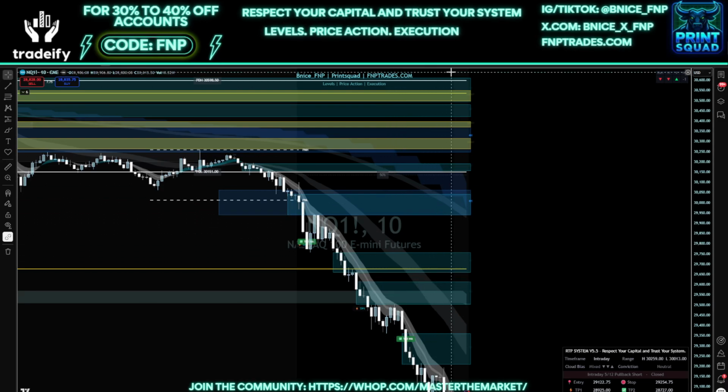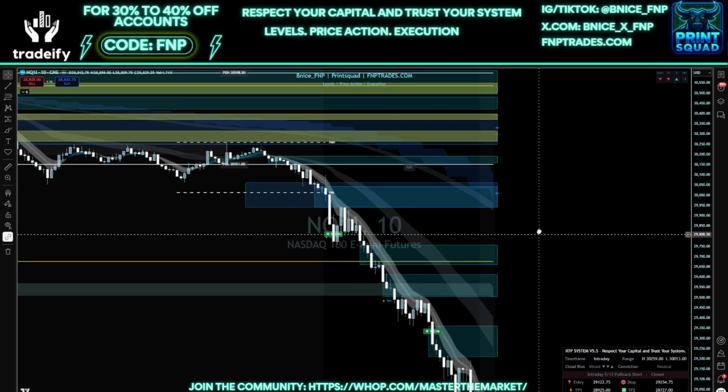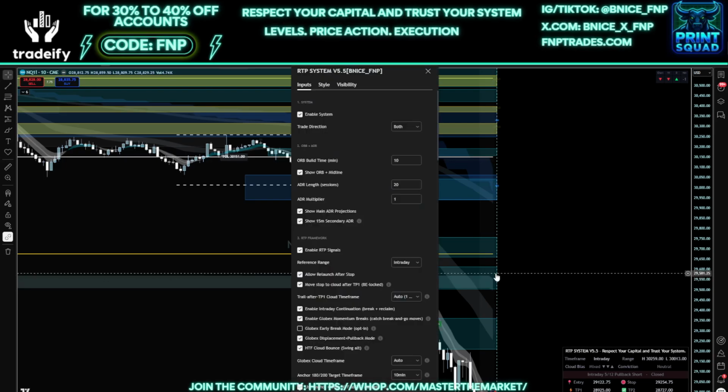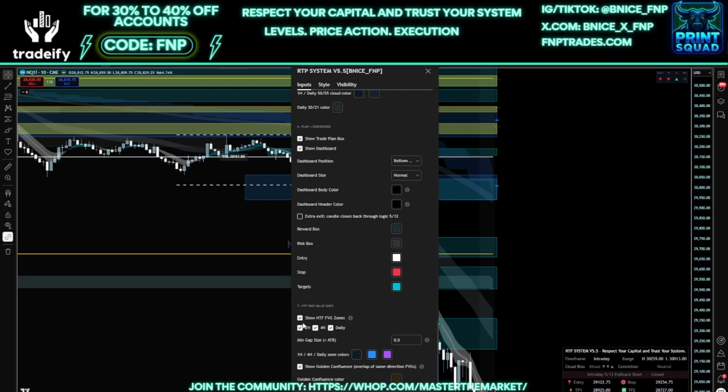Whenever we have overlapping fair value gaps, where there's a huge imbalance with the 1 hour, 4 hour, and daily, you will see that it's a gold zone. These gold zones can be used as higher confluence reversal areas or areas where we could rip through. Okay, so that's essentially the fair value gap portion. I typically like to glance at them a little bit to see if we're trading towards one.